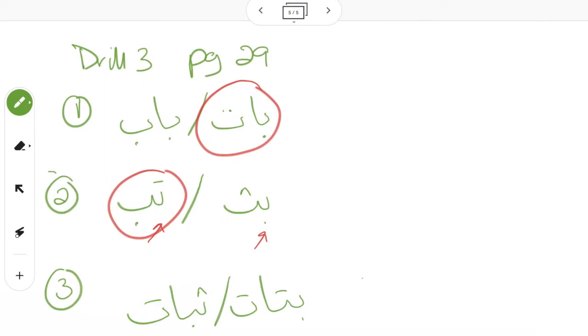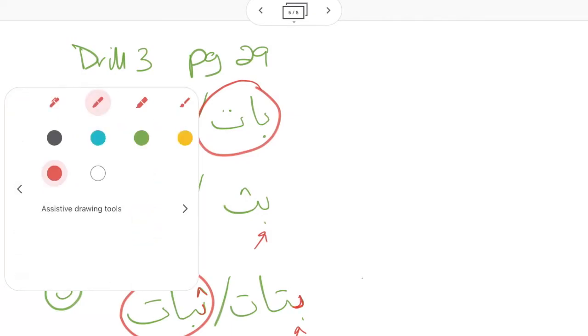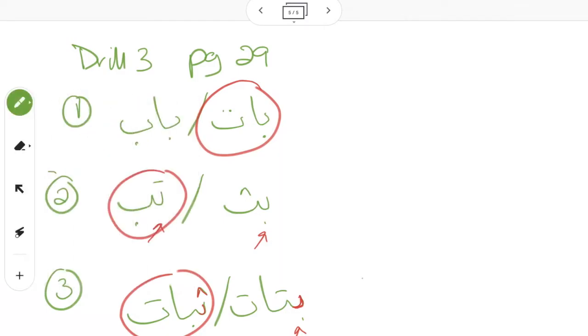Okay. Thabat. Thabat. Thabat. Which one starts with a tha? Right here, 3 dots. So we're saying this one. What letter does this start with? Good. That is a letter ba. Okay, let's do another one.